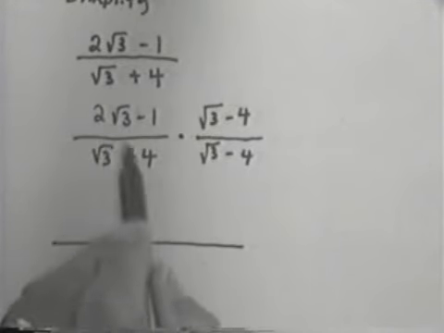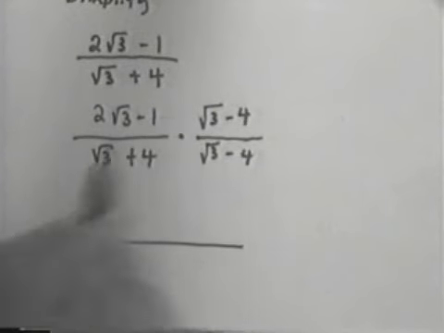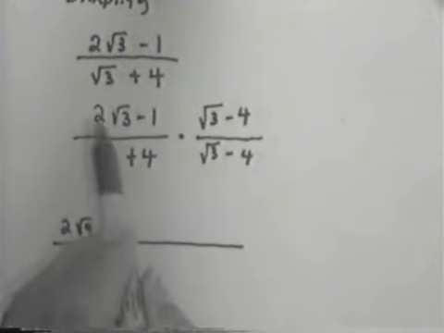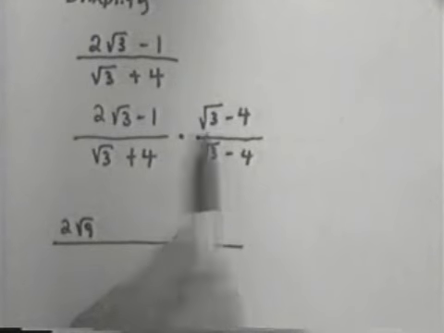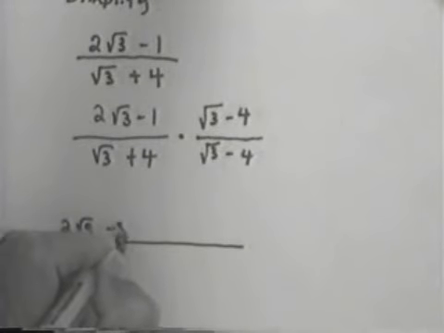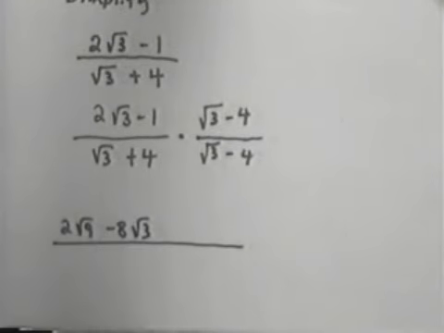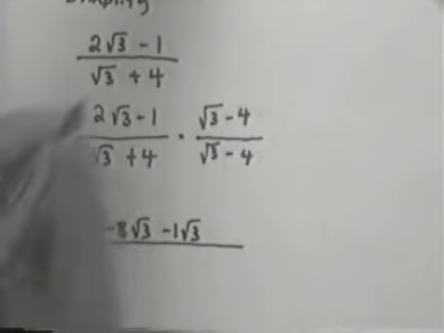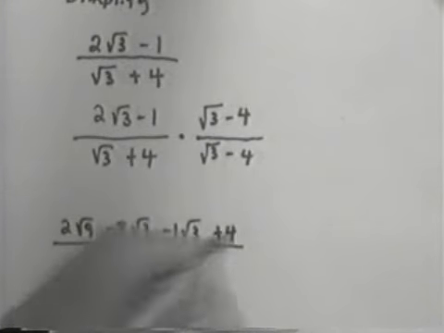Okay, the numerators first. Multiplying the first, that would be 2 times the square root of 3 times the square root of 3, which is 2 times the square root of 9. Outside would be a negative 8 times the square root of 3. Inside is a negative 1 times the square root of 3. And the last would be a positive 4.